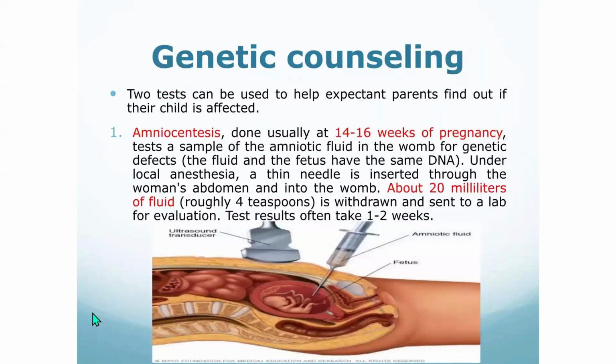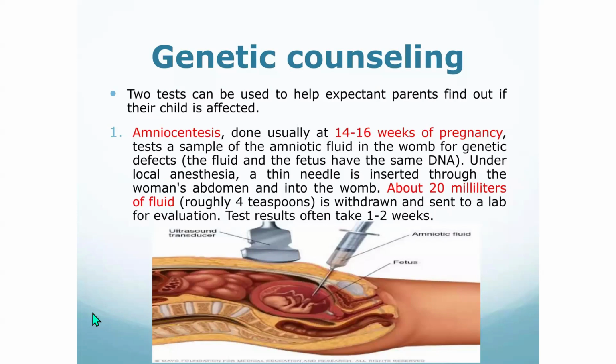And then there is also genetic counseling. Usually, tests can be used by expectant parents to find out if the child is affected. That is why it is always important, even if you are married and you know that you are AS and AS, that you may actually need to know the status of your child.